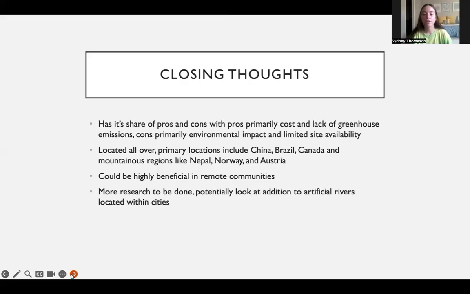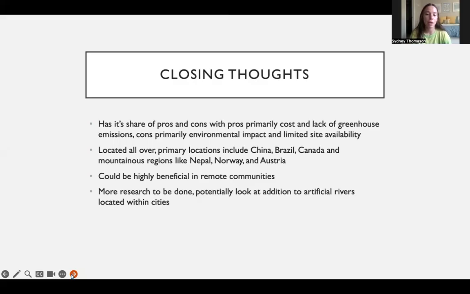They are located all over, primarily in China, Brazil, Canada, and also mountainous regions like Nepal, Norway, Austria, and Switzerland. They can be highly beneficial in remote communities and might serve them better than some of the traditional sources of energy just due to availability and the fact that they are not as expensive to implement. But like with any sort of energy source, more research should always be done to really get a holistic view of these plants.